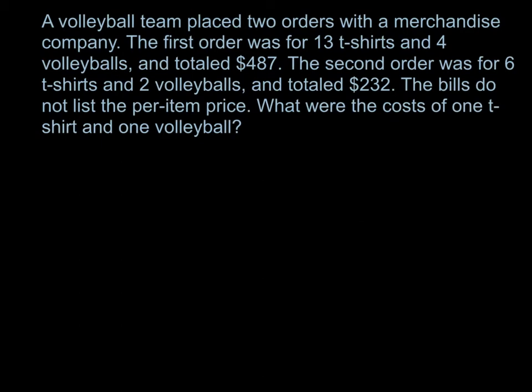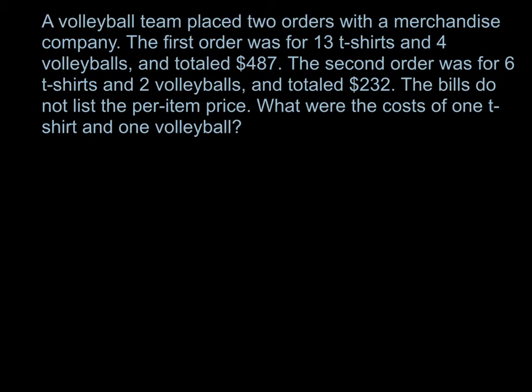A volleyball team placed 2 orders with a merchandise company. The first order was for 13 t-shirts and 4 volleyballs and totaled $487. The second order was for 6 t-shirts and 2 volleyballs and totaled $232. The bills do not list the per item price. What were the costs of 1 t-shirt and 1 volleyball?